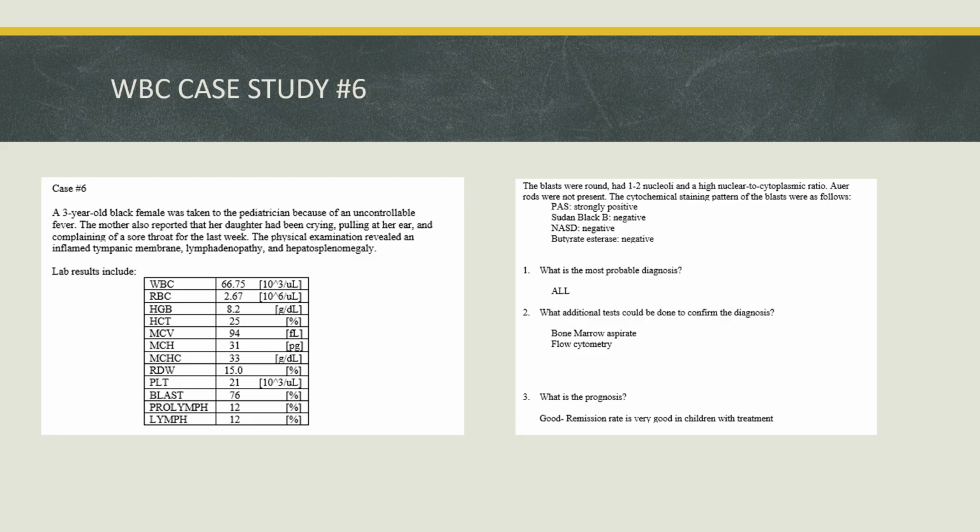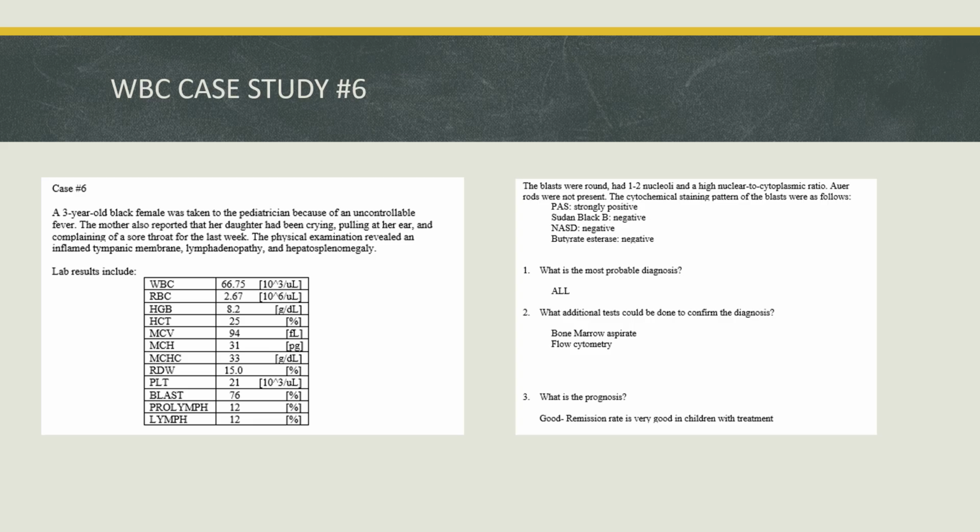And again, this is the most common type of leukemia that we see in young children. So ALL tends to be associated with a pediatric population, although again, anyone can get ALL. It's just more predominant in pediatrics. What additional testing could we do to confirm our suspicions? We would definitely want to do a bone marrow aspirate. We want to see what's happening in the bone marrow and then perform flow cytometry.